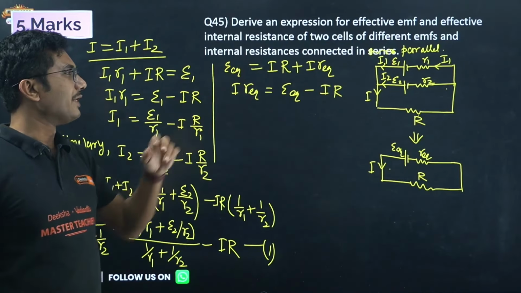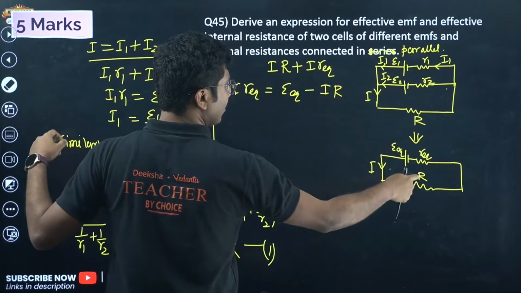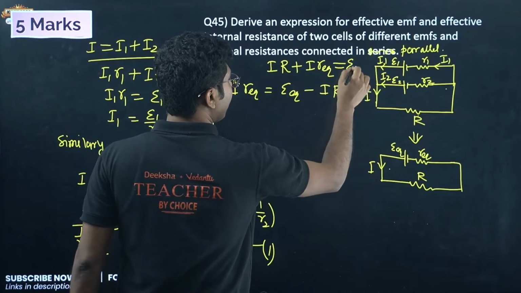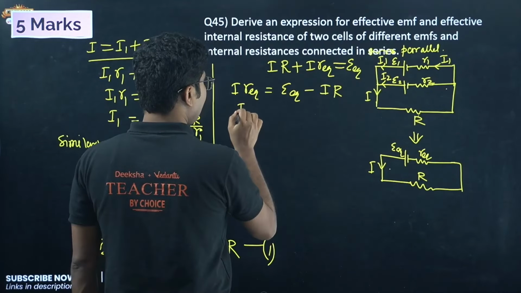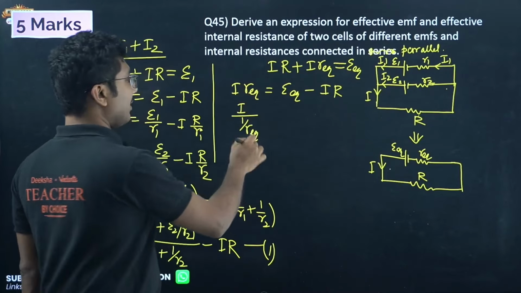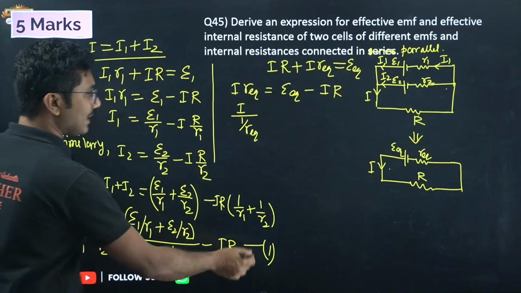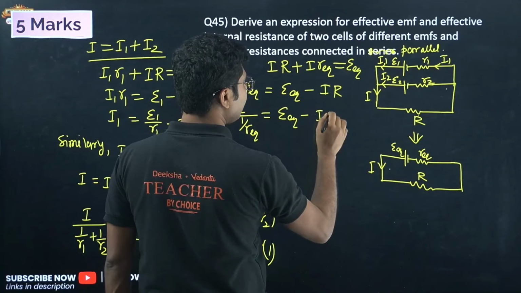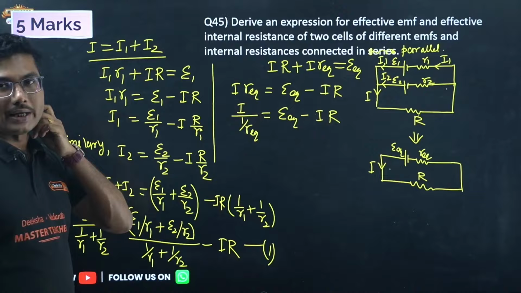Don't worry, if you are wondering why I have written it like this, let me correct that. For this, voltage drops are I into R and I into R equivalent, and that should be equal to the EMF connected in the circuit, that is epsilon equivalent. Now we will slightly reorganize it: I by 1 by R equivalent. So this came down as a division of 1 by R equivalent, because we have to match this minus IR. So to match this equation, we basically keep it as 1 by R equivalent.